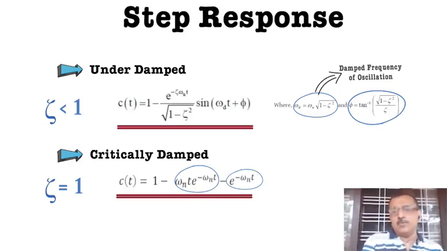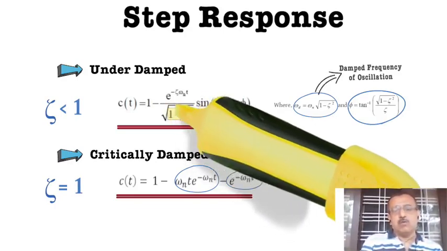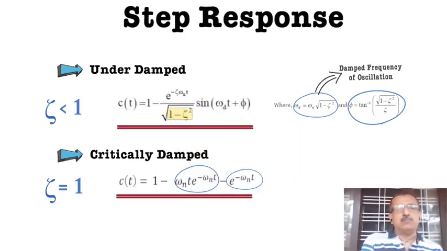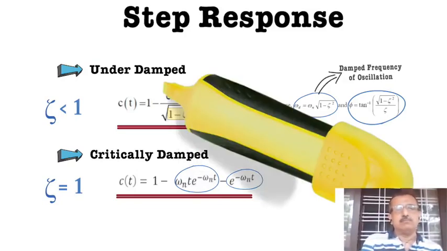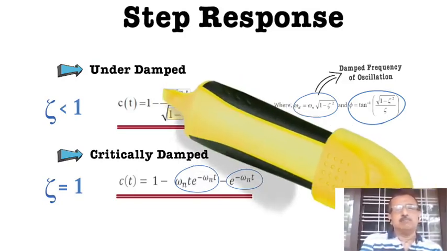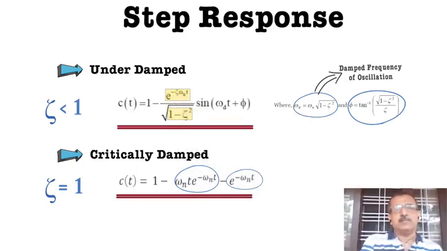And when you give a step input to a second order system, the output will again be a step. That feel you should have here also, where this term e power minus theta omega n t will become 0. So for underdamped or critically damped, the final value of the step response is 1.